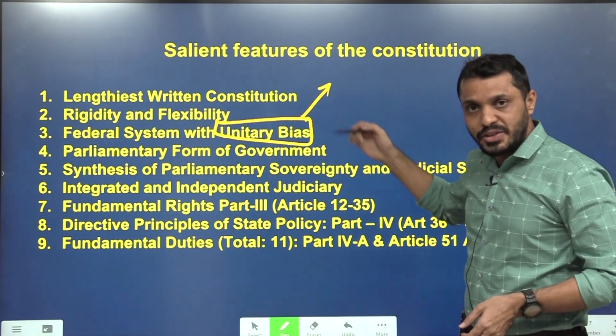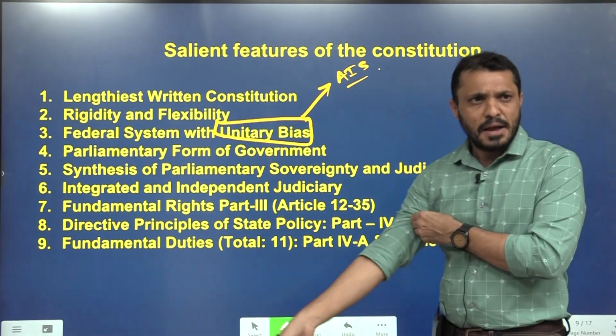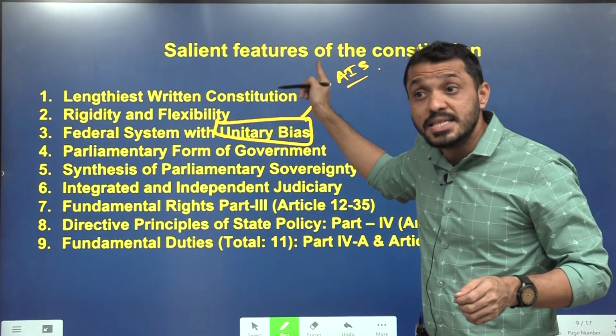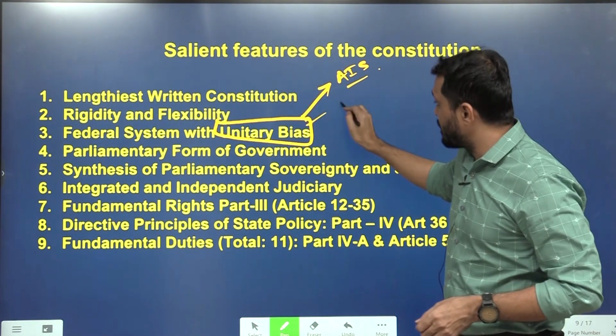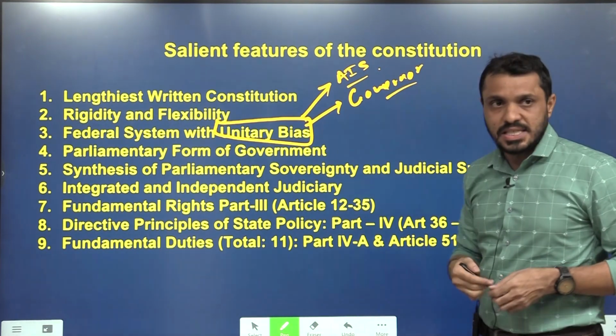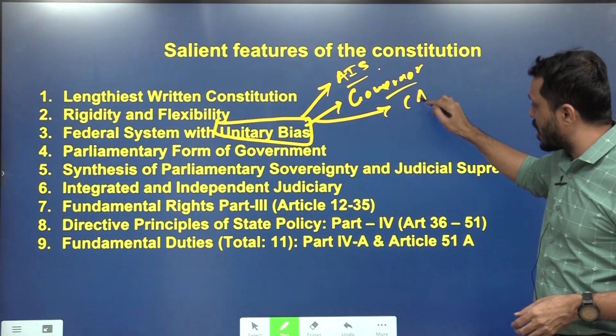India is a federal system with unitary bias: All India Services, the best example. Is it strengthening the center or the state? Center. And the appointment of the governor is also strengthening the center. And of course, the audit machinery, the CAG.